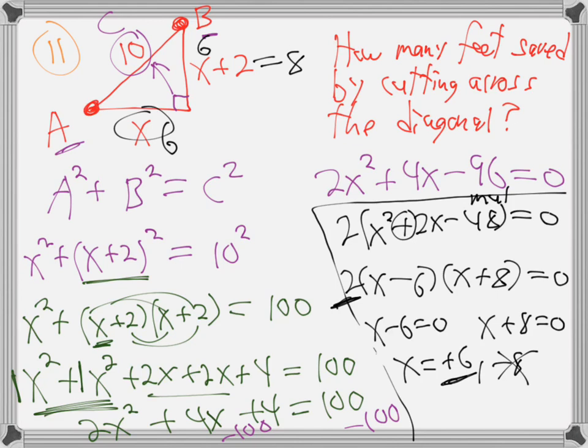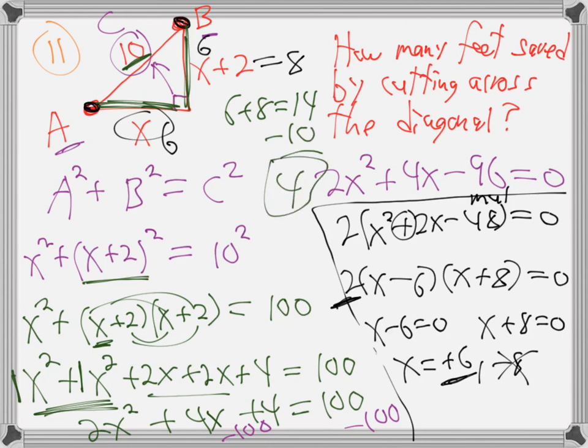So if the student wants to walk from point A to point B, they can go the long way. They can go 6 and 8. 6 plus 8, 14. Or they could go straight 10. What's the difference in those paths? That's the final answer to the question. That's what they're asking. The difference in how many feet are saved by cutting across diagonally: 4 feet. Because you could go 6, 8, or straight 10 to go from point A to point B.